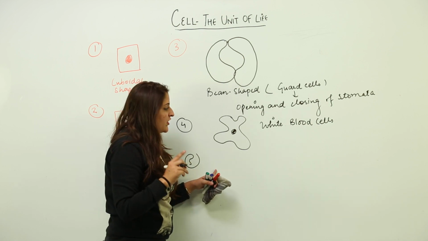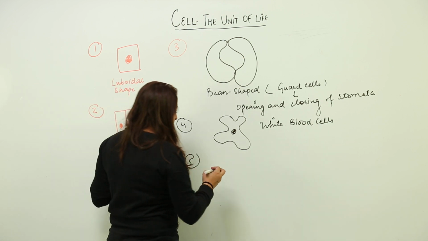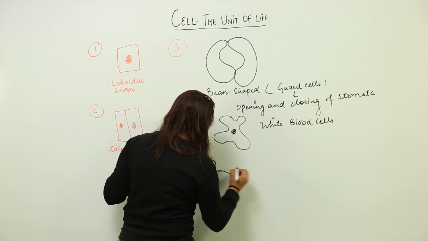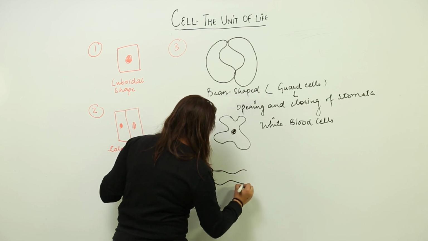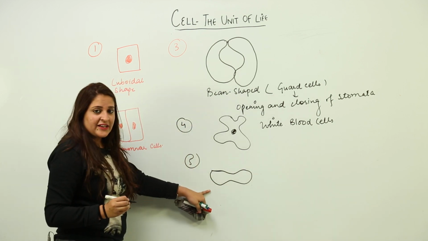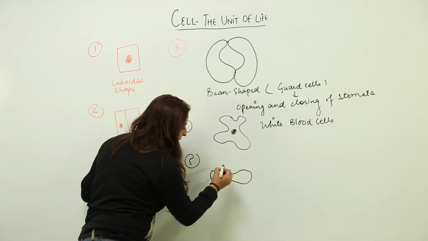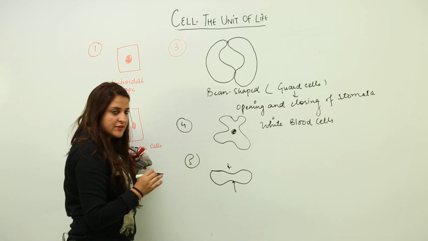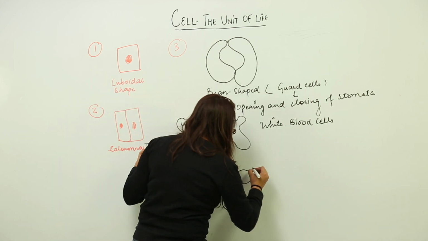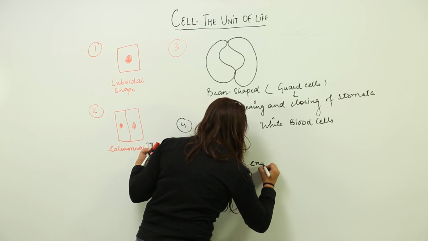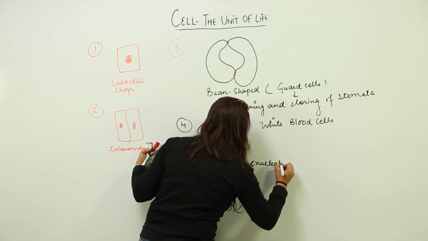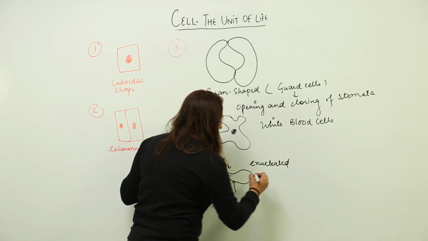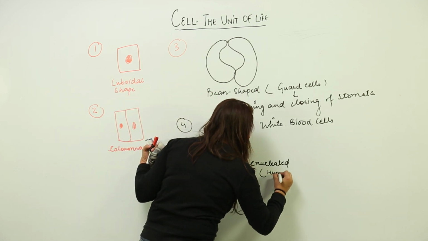Even the red blood cell structure varies from organism to organism. Like in human beings, this structure is like this. This is a biconcave structure. The reason for this biconcave structure is that the nucleus is absent in RBCs of human beings, and that's why it is enucleated. Enucleated means that it lacks a nucleus, and this is the human RBC.